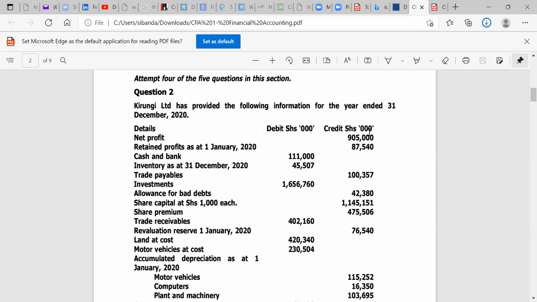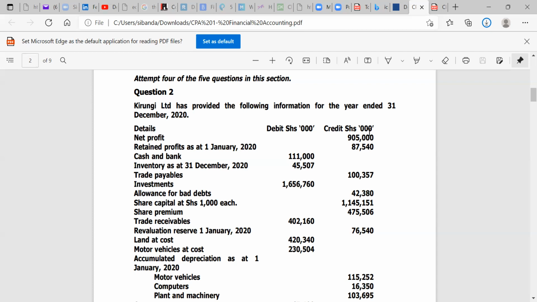So when you're given this figure as at 1st January 2020, they're giving you 87,540,000, means that that is the profit that the business has earned from previous years to 1st January 2020. So it also has a normal credit balance. As we can see it there, it is on the credit.